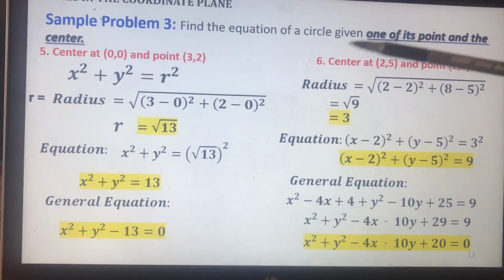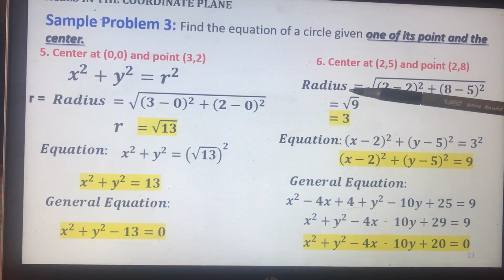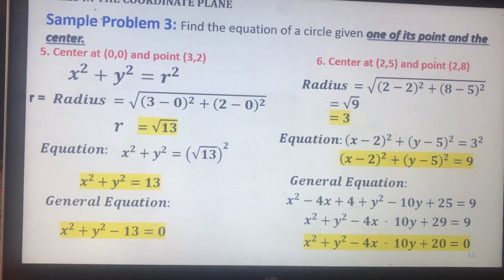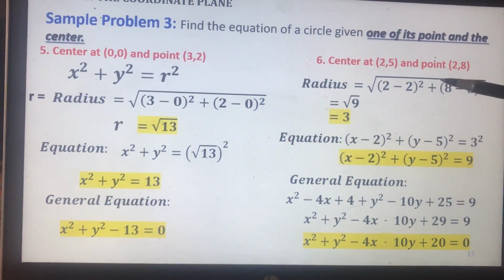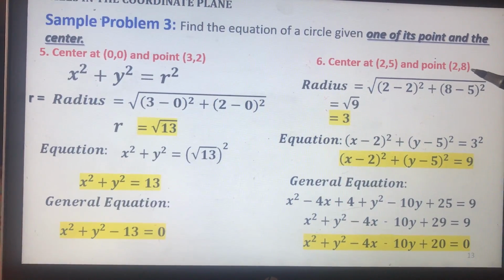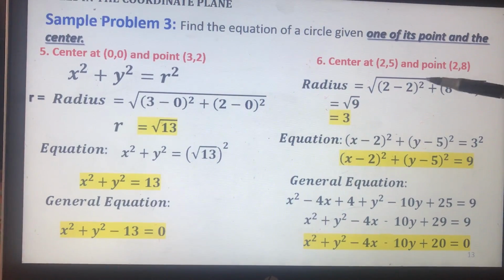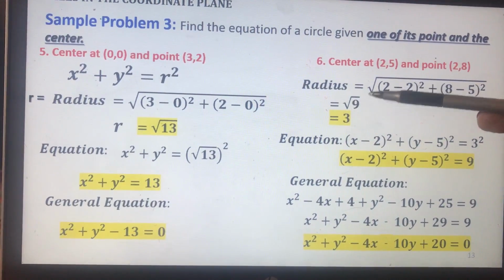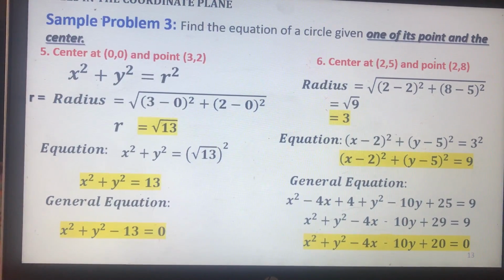So first, as in our last one, we have to find the radius. So for the radius, we apply the distance formula. We simply find the difference between the x's, which is 2 minus 2 squared, plus the difference between our y's, which is 8 minus 5 squared. This is 0, and 8 minus 5 is 3 squared, so it's the square root of 9, which is equal to 3.